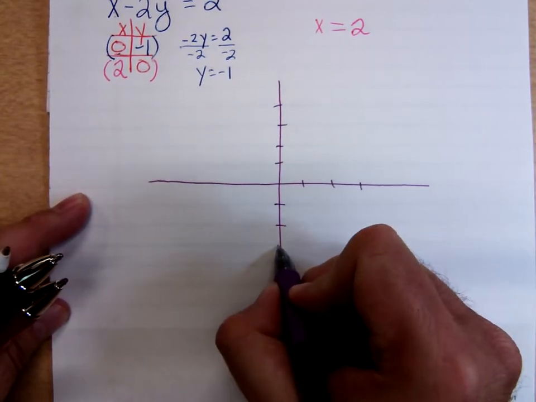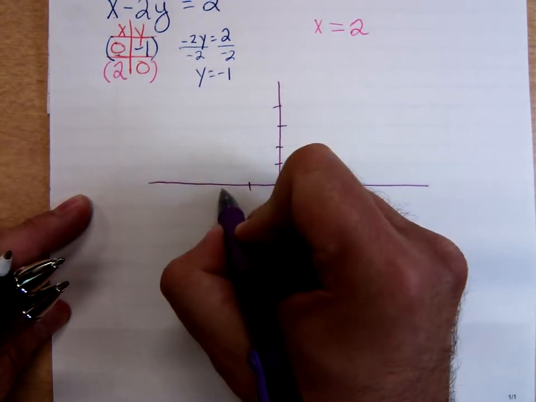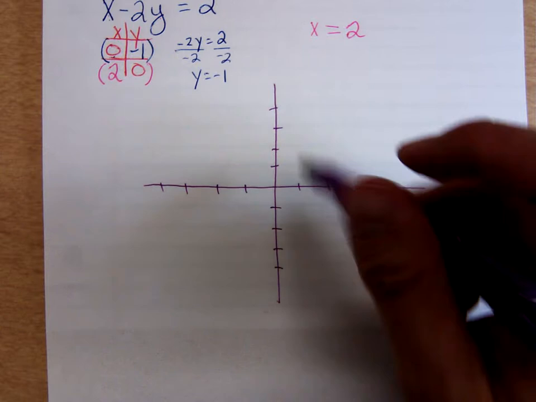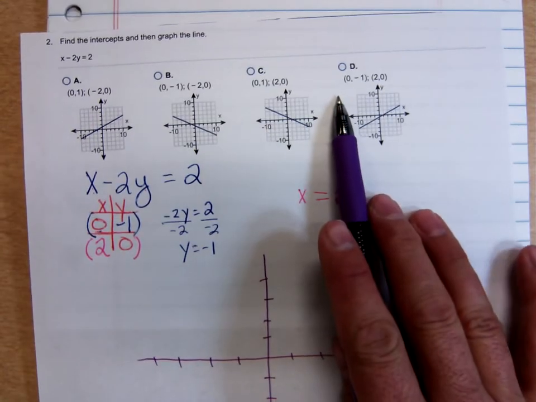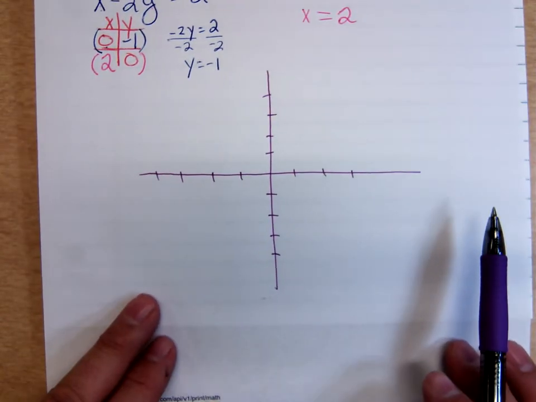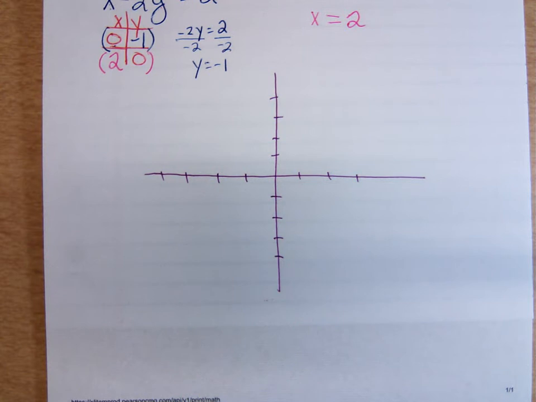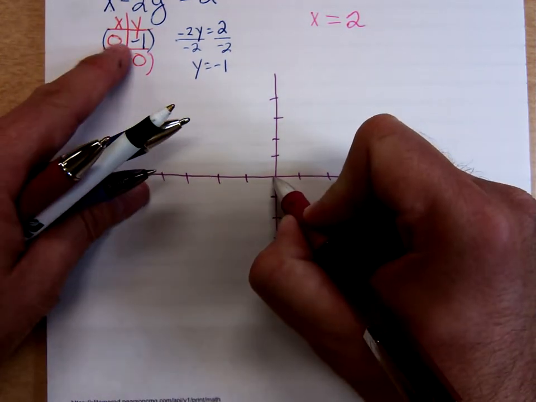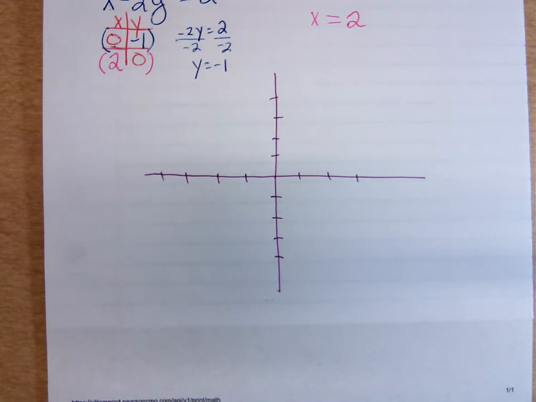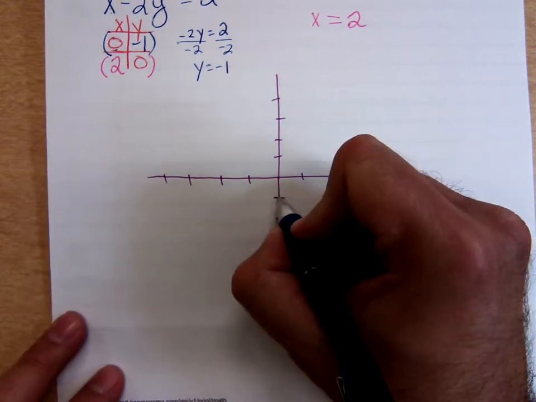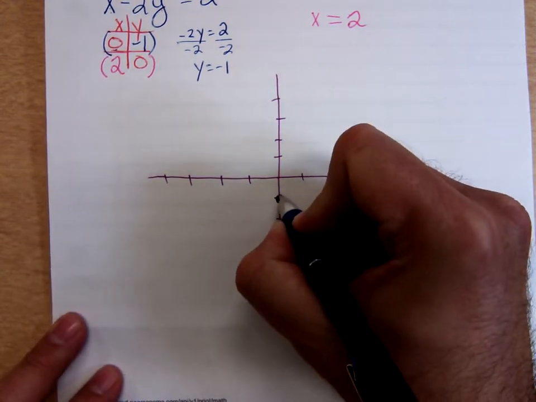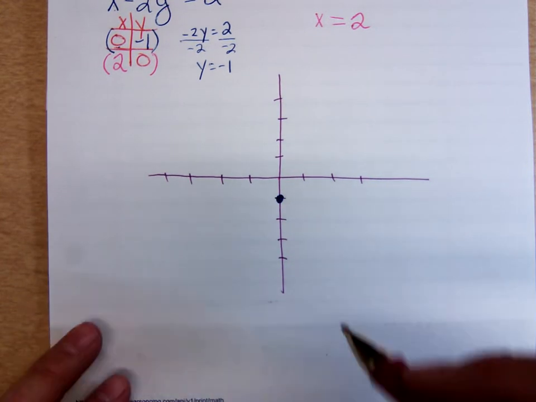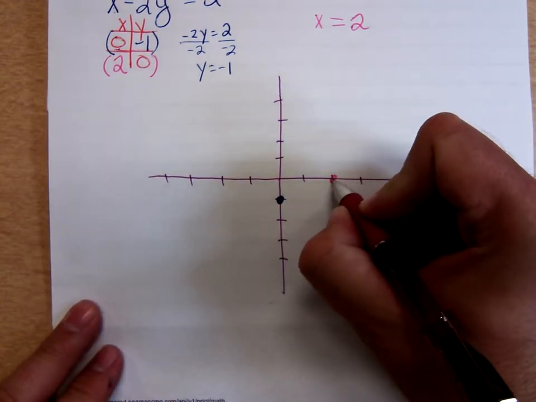I'm actually going to go through and graph it. When you're doing it, you might just want to look at the A, B, C, D. But since the graphs here are so small, I'll first graph it, and then we'll look at the choices and see which one it is. Over 0, down 1. That first point, that's the y-intercept, isn't it? Over 0, down 1. Right 2, up 0 is the x-intercept.